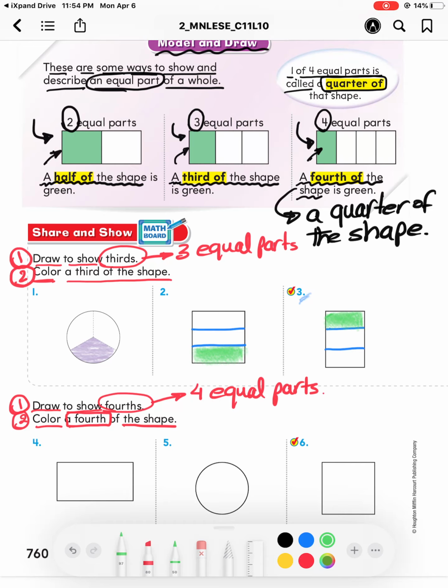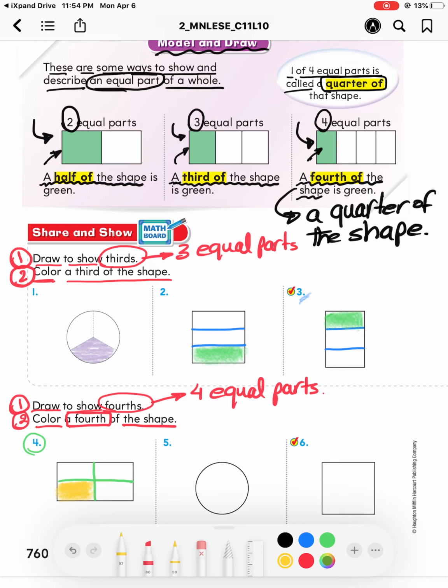Now, let's answer the following questions together. Question number 4. We are going to divide this rectangle into 4 equal parts. So we will do it like this. Then we split it like this. Okay? Then we will color one equal part, which is a fourth of the shape. Fourth of the shape, like this. This is a fourth of the shape.